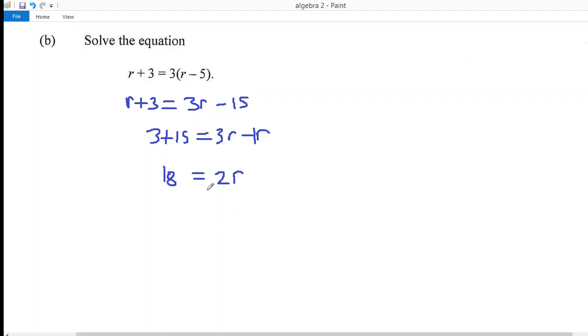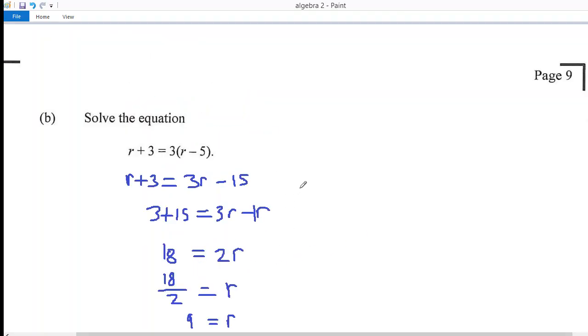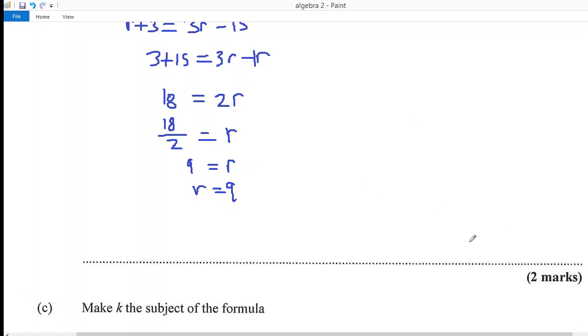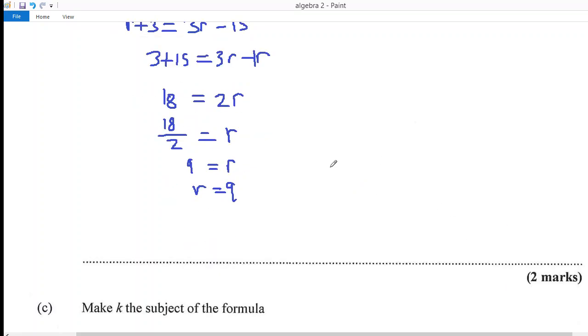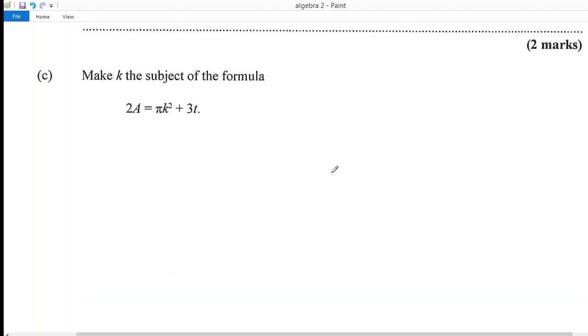So now we want to find the value of r. We have to do the opposite of multiply. We have to divide. So r will be equal to 18 divided by 2. It can be written like this. 2 into 18 is 9. So therefore 9 is equal to r, or r is equal to 9. And our answer is 9. R is equal to 9. This was 2 marks.